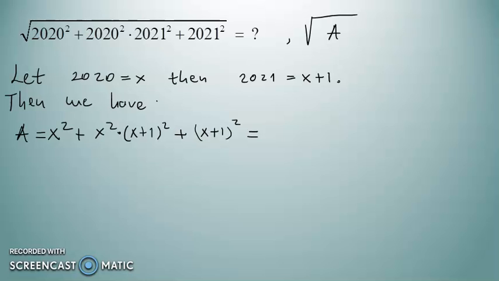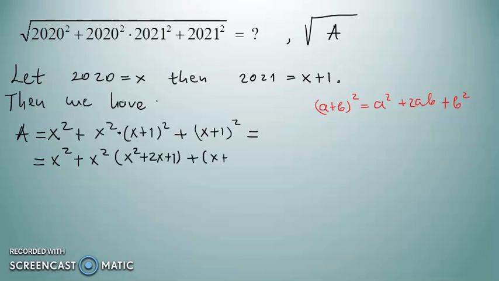Let's go further. What to do? Let's first deal with this middle term because it is the most complicated: x squared plus x squared. Don't forget the formula for the binomial squared: a plus b squared is equal to a squared plus 2ab plus b squared. So this is x squared plus 2x plus 1, plus x plus 1 squared.